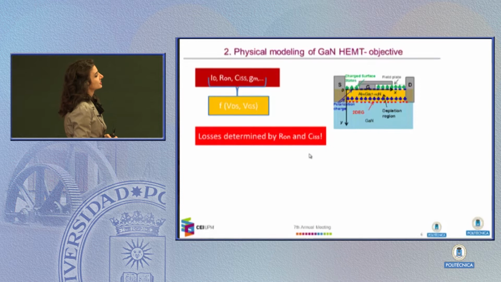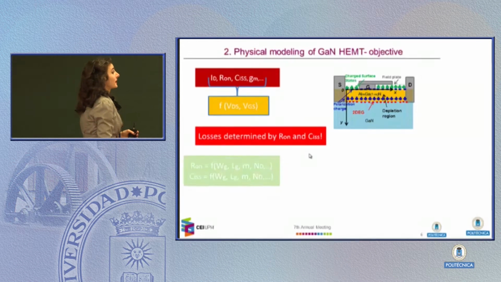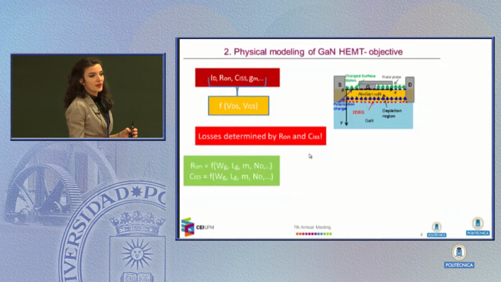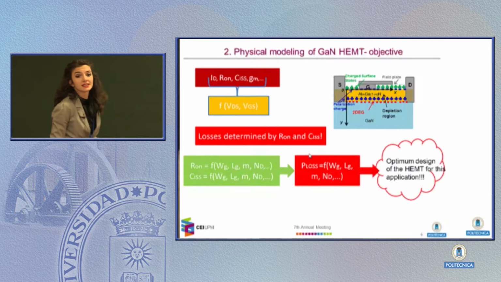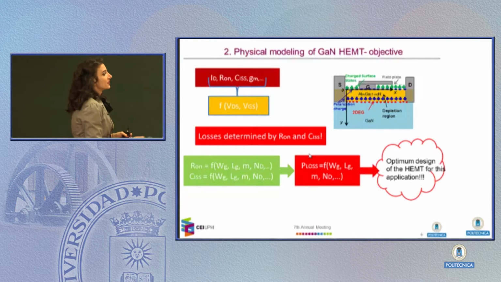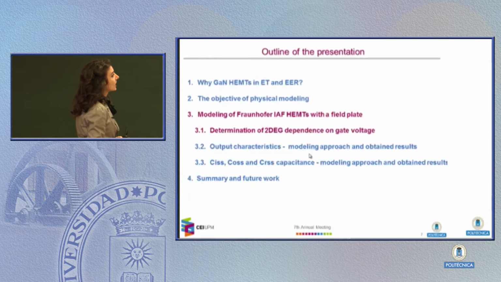We know that our power losses are determined by on resistance and these capacitances. So if we are able to provide the connection between these capacitances and on resistance on one hand, and on the other hand, design parameters of the device itself, then we could obtain the connection between the losses and the design, which means that we could directly optimize the design of a HEMT for this particular application. So that's the goal. So now we have to go to the model.